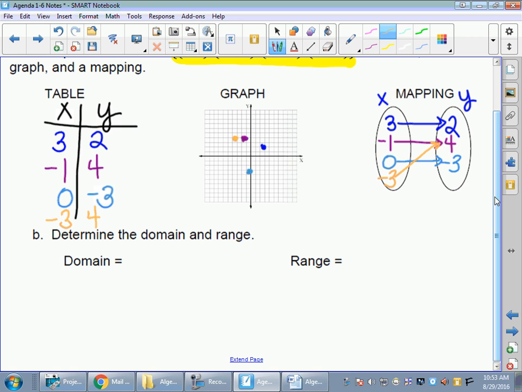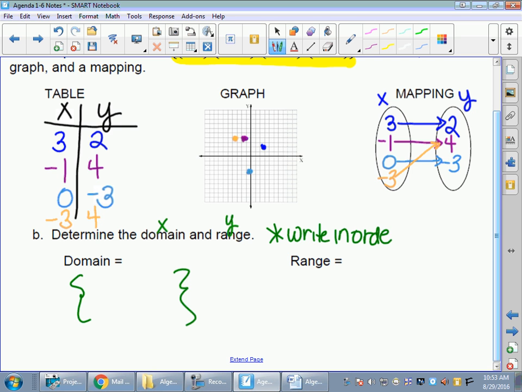Now I want to determine the domain and the range. Which values are the domain again? And which values are the range? These ones I want you to put in a solution set, or in set notation. So we're going to put those swirly brackets, and these ones should be in order.